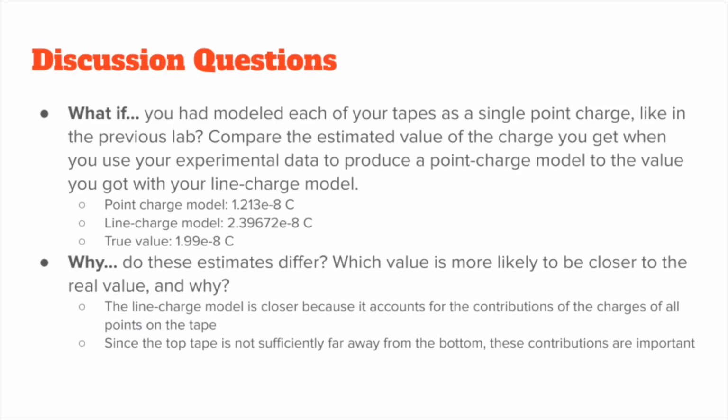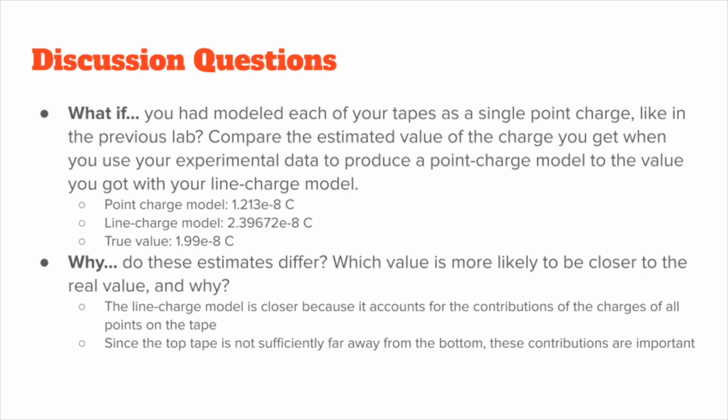So what if I had modeled each of my tapes as a single point charge like in the previous lab? In the point charge model, we got the charge of one tape to be about 1.2 times 10 to the power of negative 8 coulombs, while in the distribution line charge model, we get it to be about 2.4 times 10 to the power of negative 8 coulombs, while the true value that we calculated is about 2 times 10 to the power of negative 8 coulombs. This shows that the point charge model is off by about 8 nanocoulombs, while the line charge model is off by about 4 nanocoulombs, thus cutting our error by about half and therefore is far more accurate.